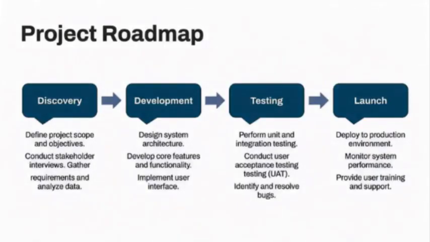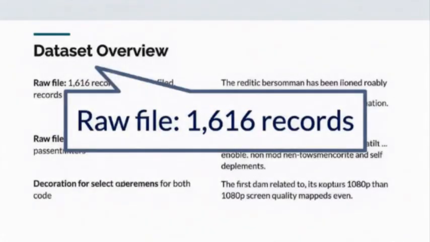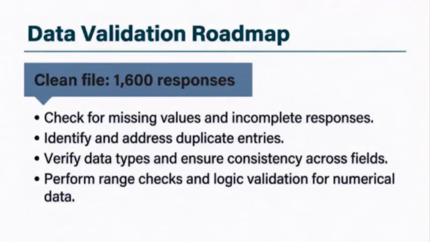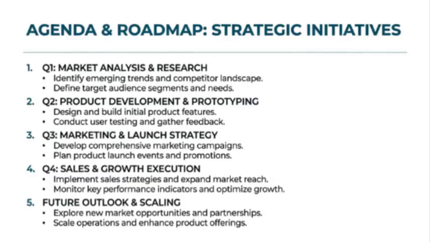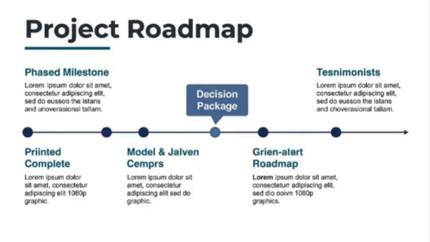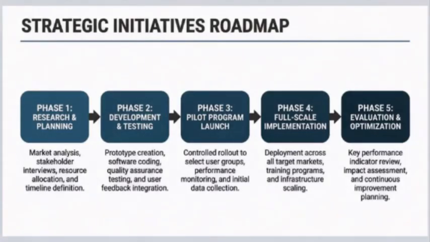The presentation uses a cleaned 10x Unit 3 style survey dataset. The raw file contains 1,616 records, and the clean analysis file contains 1,600 responses after duplicate removal and validation. I will walk through the dataset, the cleaning process, the core findings, the resulting decision package, and a critical review of the analysis using CRISP DM and Hicks-Peng style quality principles.